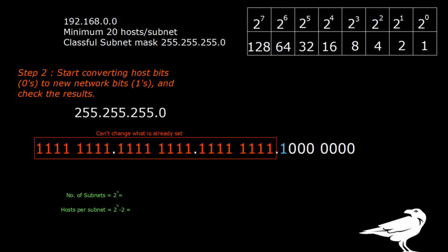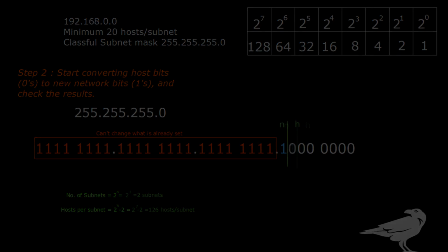So when I convert a host bit, or a 0 in the subnet mask, to a network bit, or a new binary 1, I have a new network bit, and the remaining zeros are the host bits. So I've got 1 new network bit and 7 host bits left behind. 2 to the power of 1, because of 1 new network bit, is equal to 2 subnets. Okay, cool. And then 2 to the power of 7 minus 2 gives me 126. Wait, huh? 2 to the power of 7 is 128, and then we minus 2, remember? If you don't remember, go check out the previous video. But that's not what we're looking for. What we want is 20 hosts per subnet.